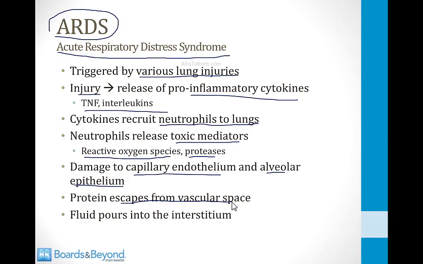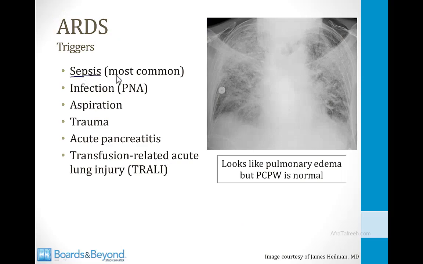Protein then spills from the vascular space, and whenever you lose protein, it takes fluid with it. So the result is that fluid pours into the interstitium. This is the same problem as pulmonary edema in heart failure, but in heart failure, you have high pressures driving fluid into the interstitium. In ARDS, you have fluid in the interstitium because of leaky vasculature from inflammation. So the triggers for ARDS are sepsis most commonly, but also infections like pneumonia. Patients who aspirate can develop ARDS. Trauma patients get ARDS. Happens in acute pancreatitis and sometimes in transfusion-related acute lung injury, which is called TRALI.